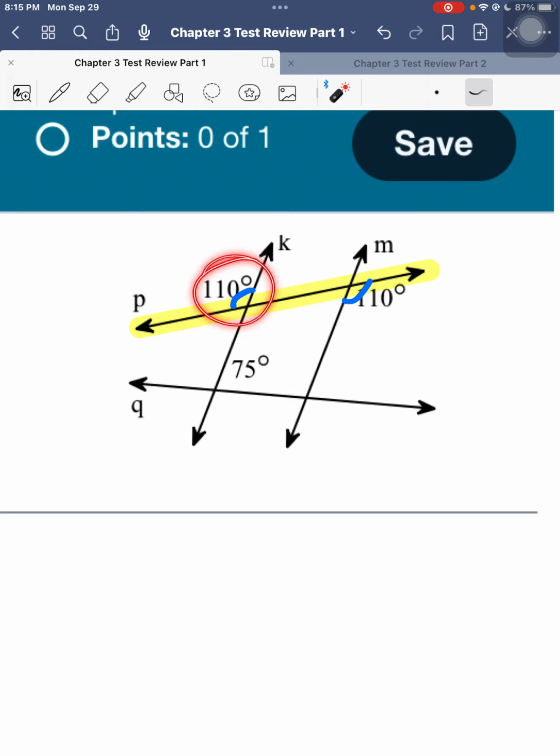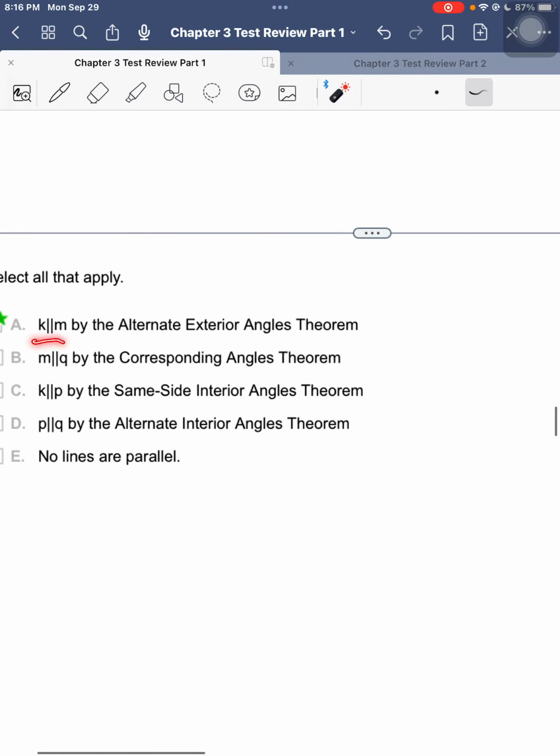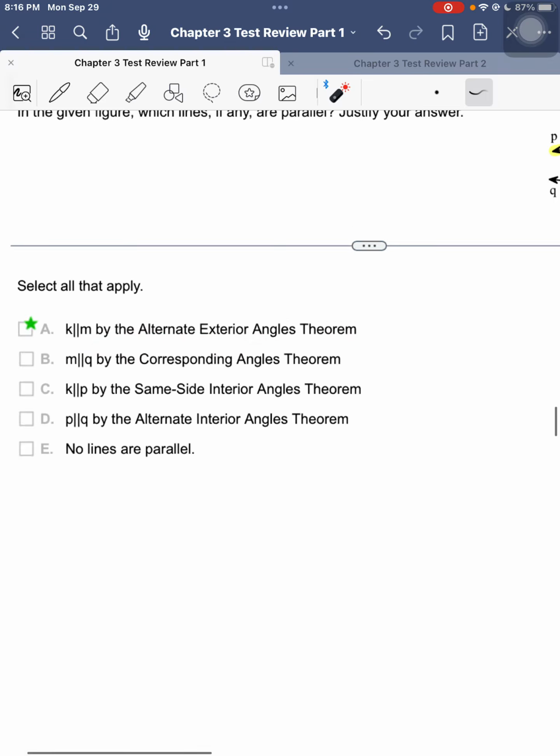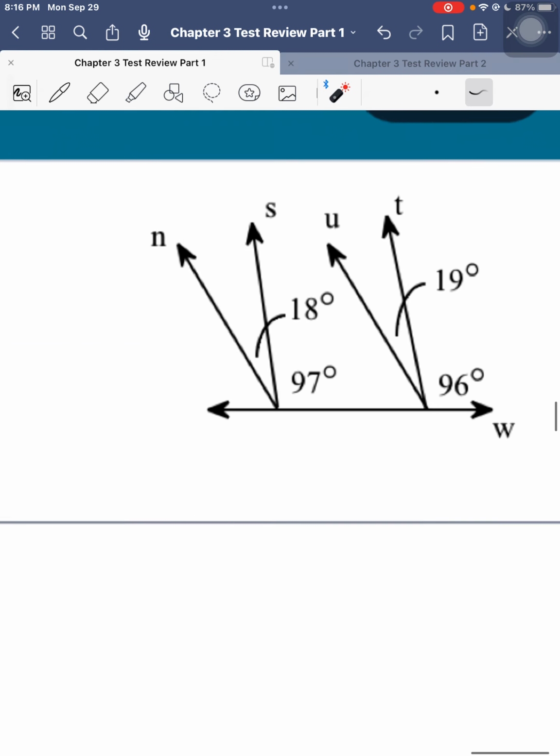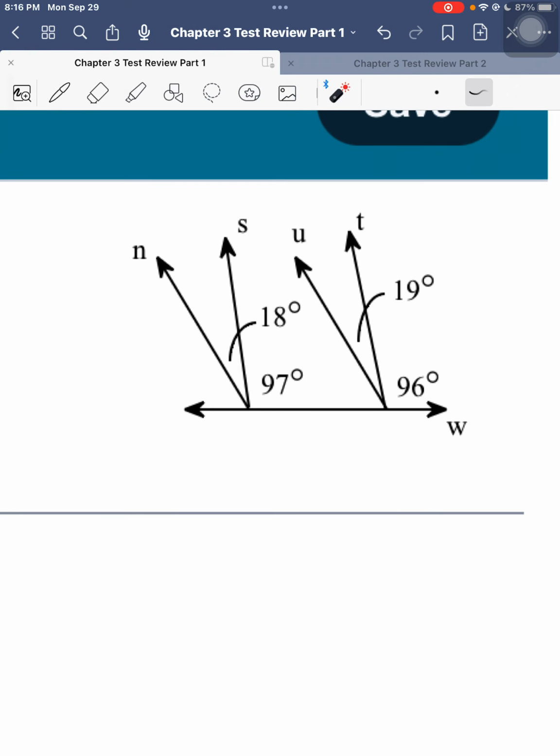Why P? Because it contains the angle 110 and this angle 110. And what do you know about the position where both of these congruent angles are? These are on the alternate exterior angles. So I know which lines are now parallel: K and M, by the alternate exterior angles theorem. K and M by the alternate exterior angles theorem.